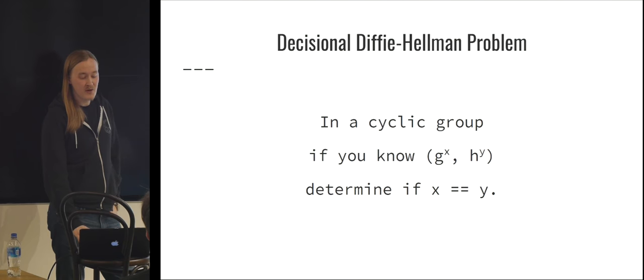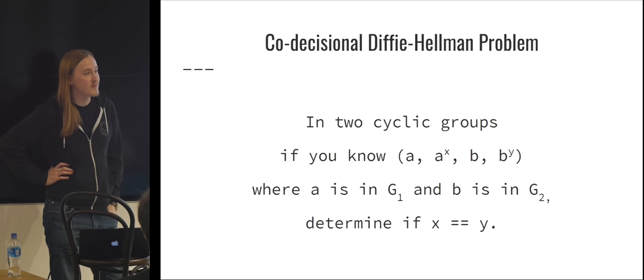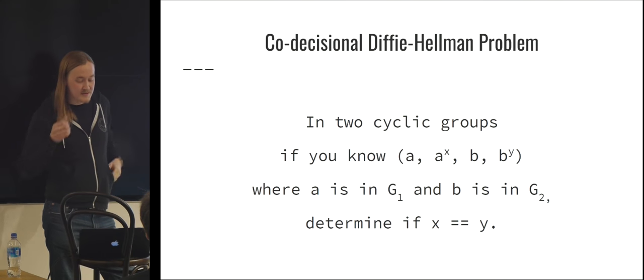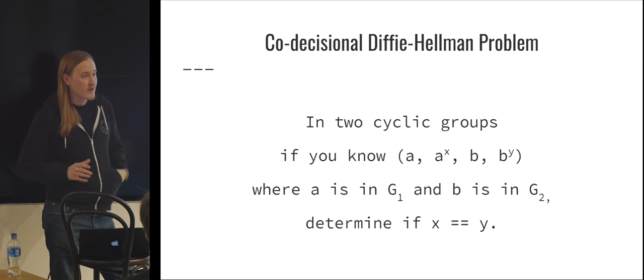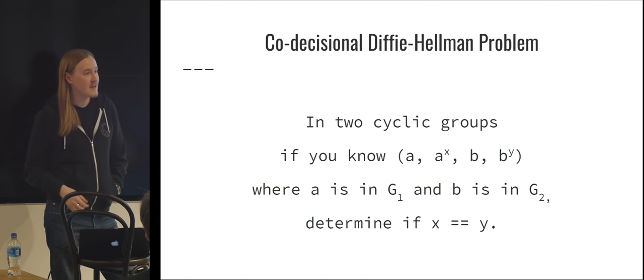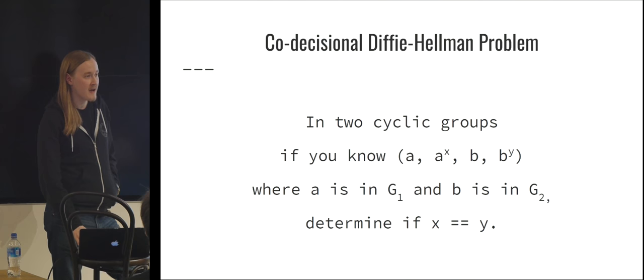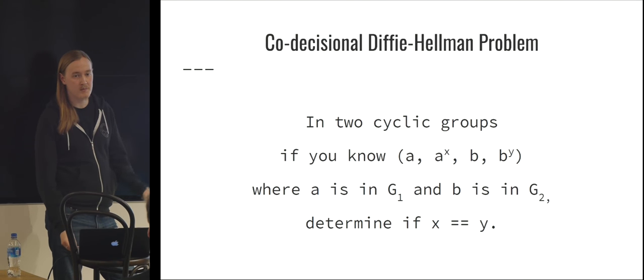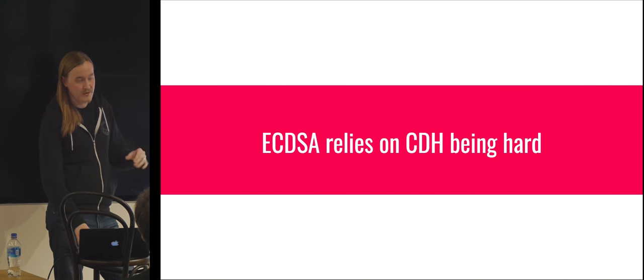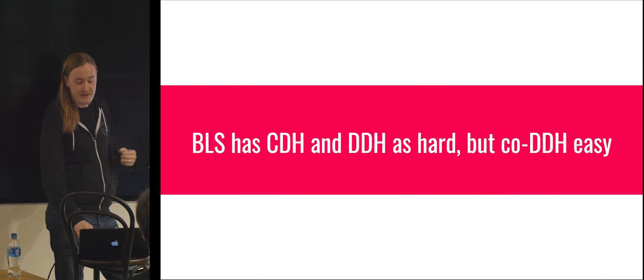BLS uses something called the co-decisional Diffie-Hellman problem. So with two cyclic groups, if you know a to the x, b, and b to the y, where a is in this group and b is in that group, can you tell if x is equal to y? BLS uses something called a pairing to make the computational and decisional Diffie-Hellman problems hard in both groups, but the co-decisional problem easy. ECDSA and Schnorr rely on computational Diffie-Hellman being hard in elliptic curve groups.